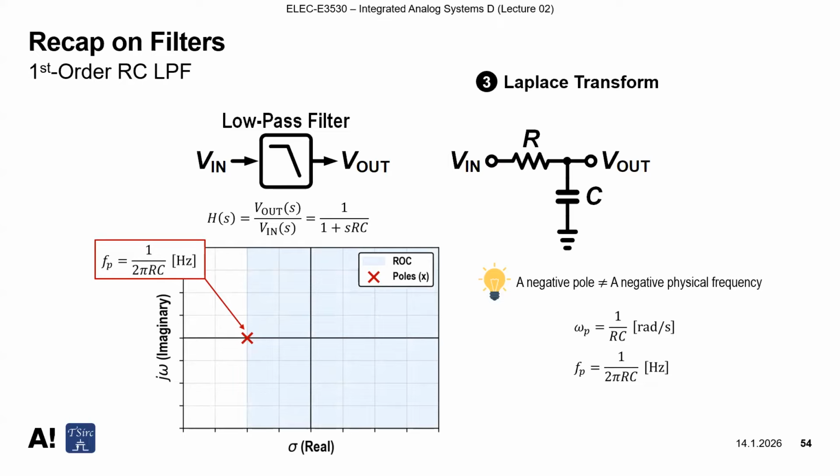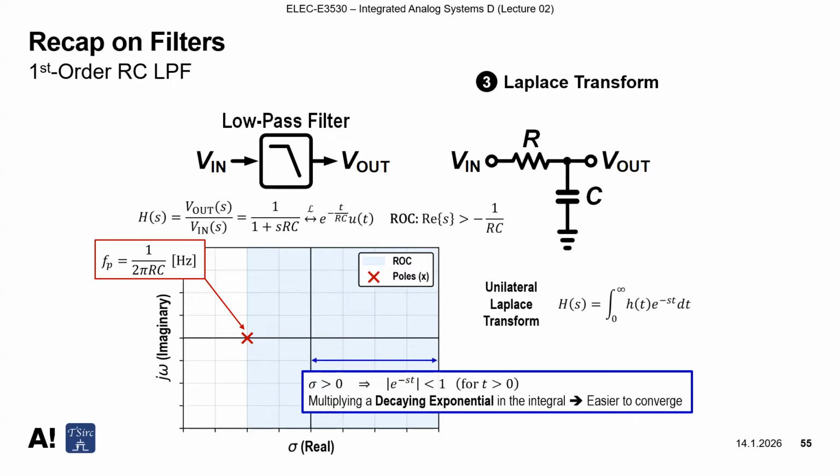So when we draw this kind of pole in the s plane, we have the x-axis as sigma, the real part of our s, and we have a j omega axis, which is the imaginary part of our s. Then, okay, here we have the pole, which has a 1 over 2 pi RC frequency, and our region of convergence is drawn in this domain.